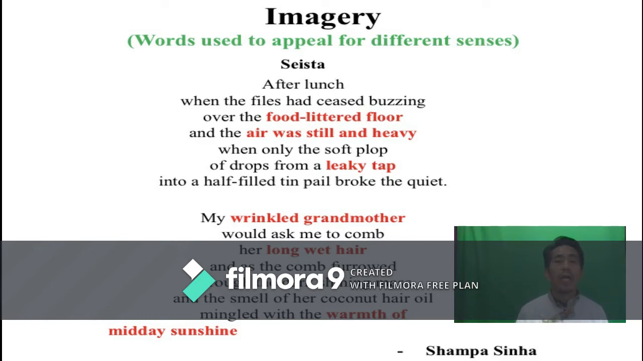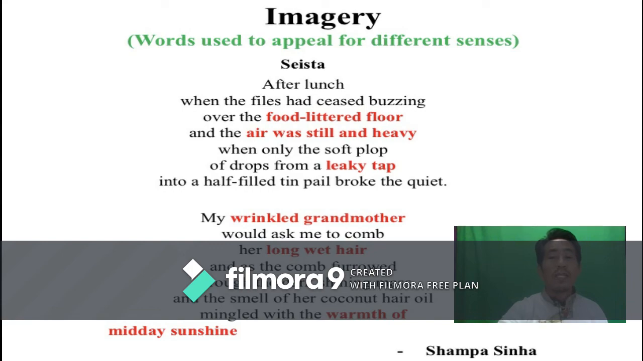Now if you look at this poem, you will find extensive use of imagery. For example, instead of saying dirty floor, we see food-littered floor. The floor is filled with lots and lots of leftover food. The air was still and heavy. We can visualize all these things. And the leaky tap, a tap which is not properly fixed, so it's leaking. Instead of saying my old grandmother, which gives us nothing to imagine, if we write wrinkled grandmother, somehow we get some kind of picture. And her long wet hair. Likewise, the warmth of the midday sunshine. Midday, it will be very warm. We cannot otherwise understand the warmth. So here the poet has tried to use imagery. She was trying to give us a clear picture of the situation at that time.